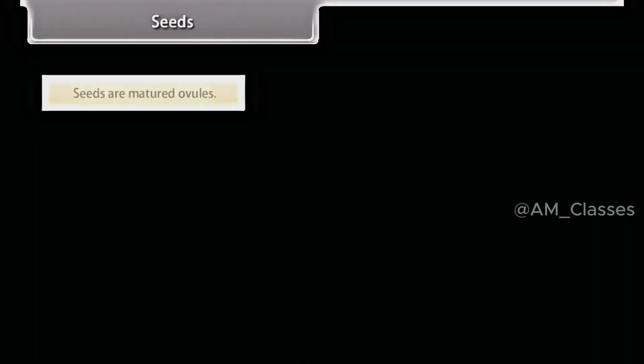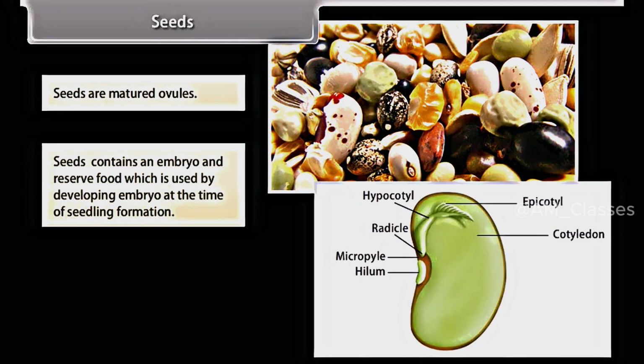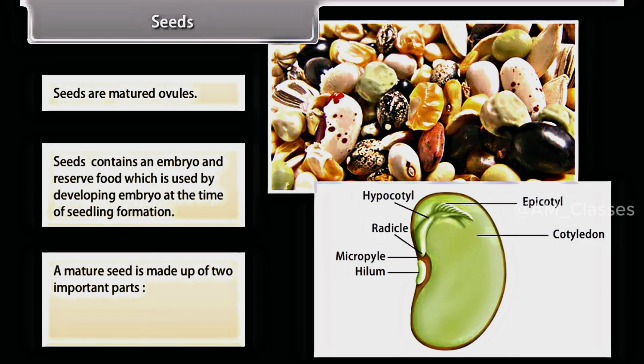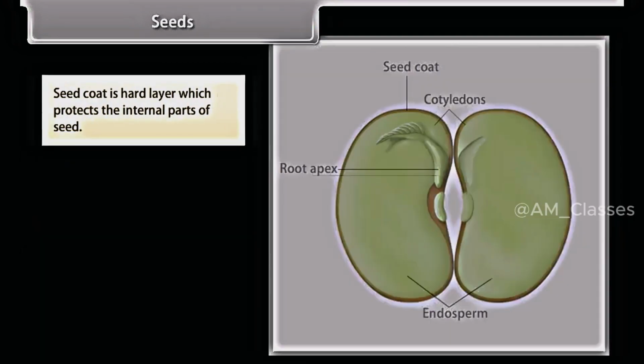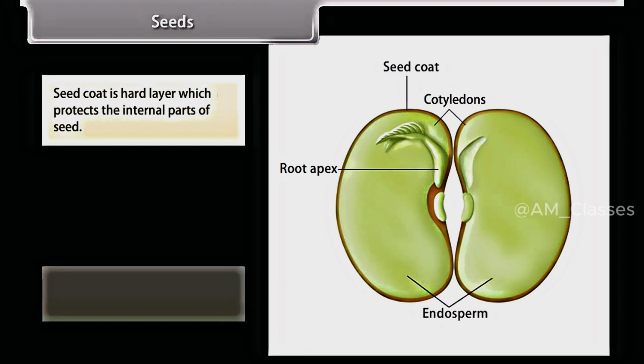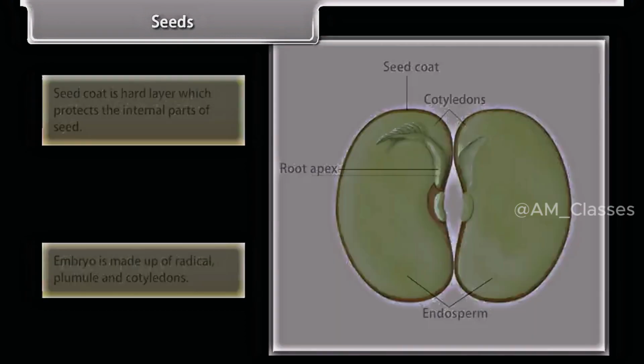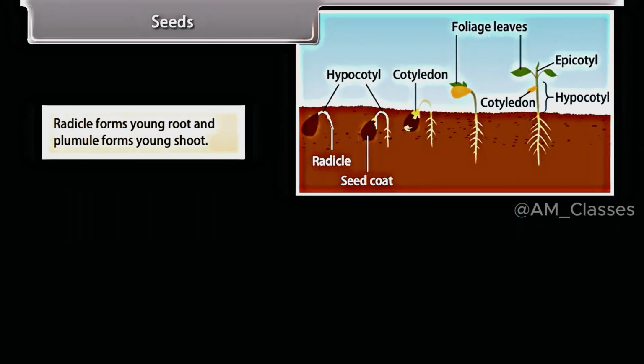Seeds. Seeds are matured ovules. Seeds contain an embryo and reserve food, which is used by developing embryo at the time of seedling formation. A mature seed is made up of two important parts: seed coat and embryo. Seed coat is a hard layer which protects the internal parts of seed. Embryo is made up of radicle, plumule, and cotyledons. Radicle forms young root and plumule forms young shoot.